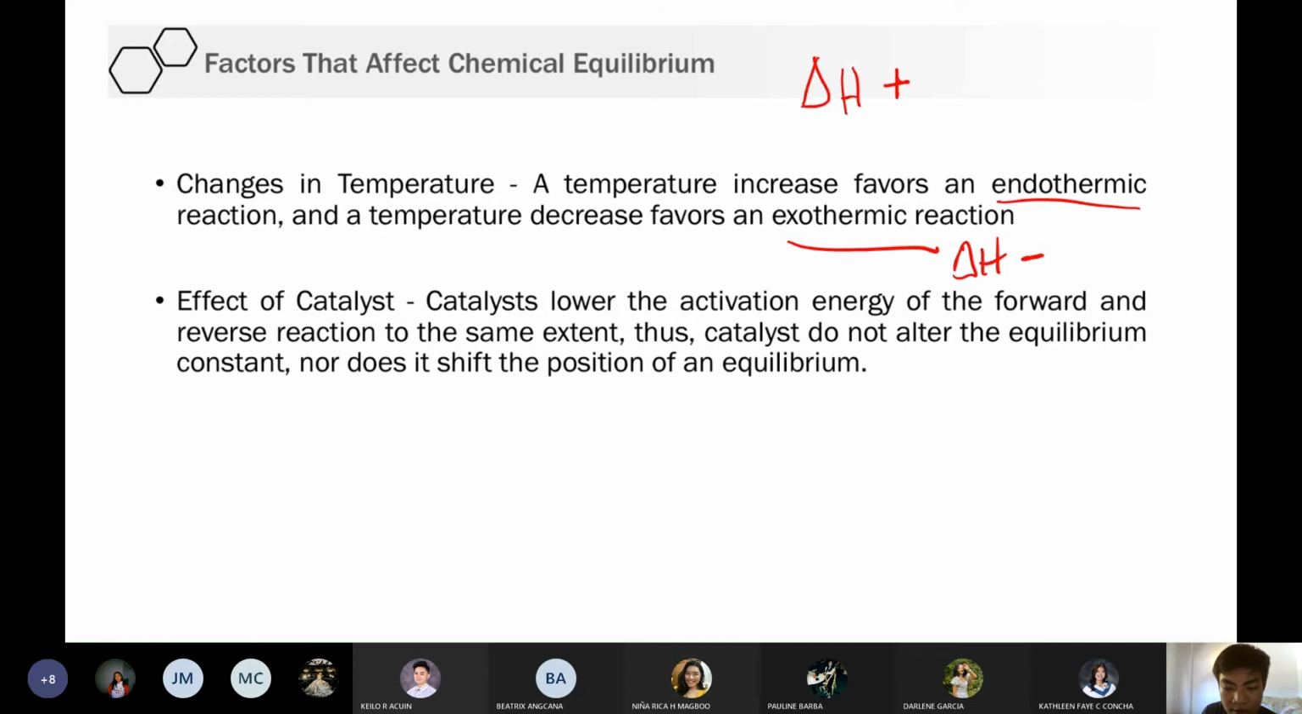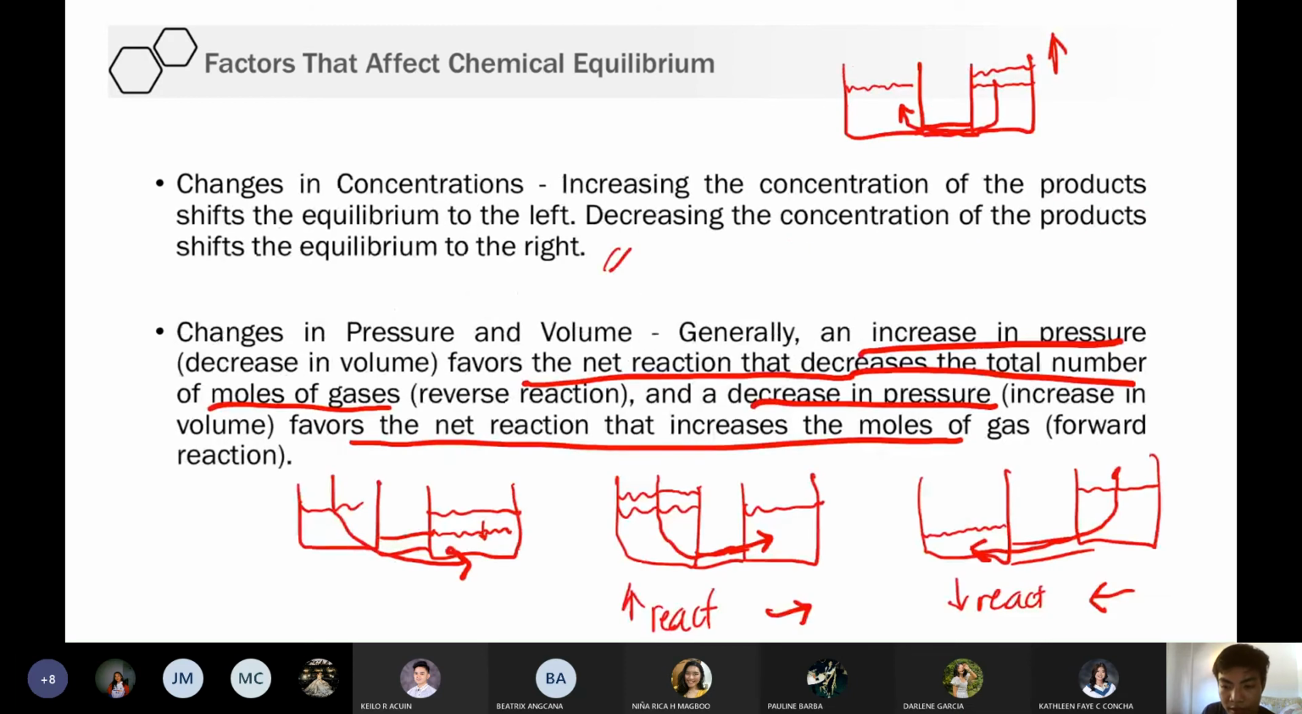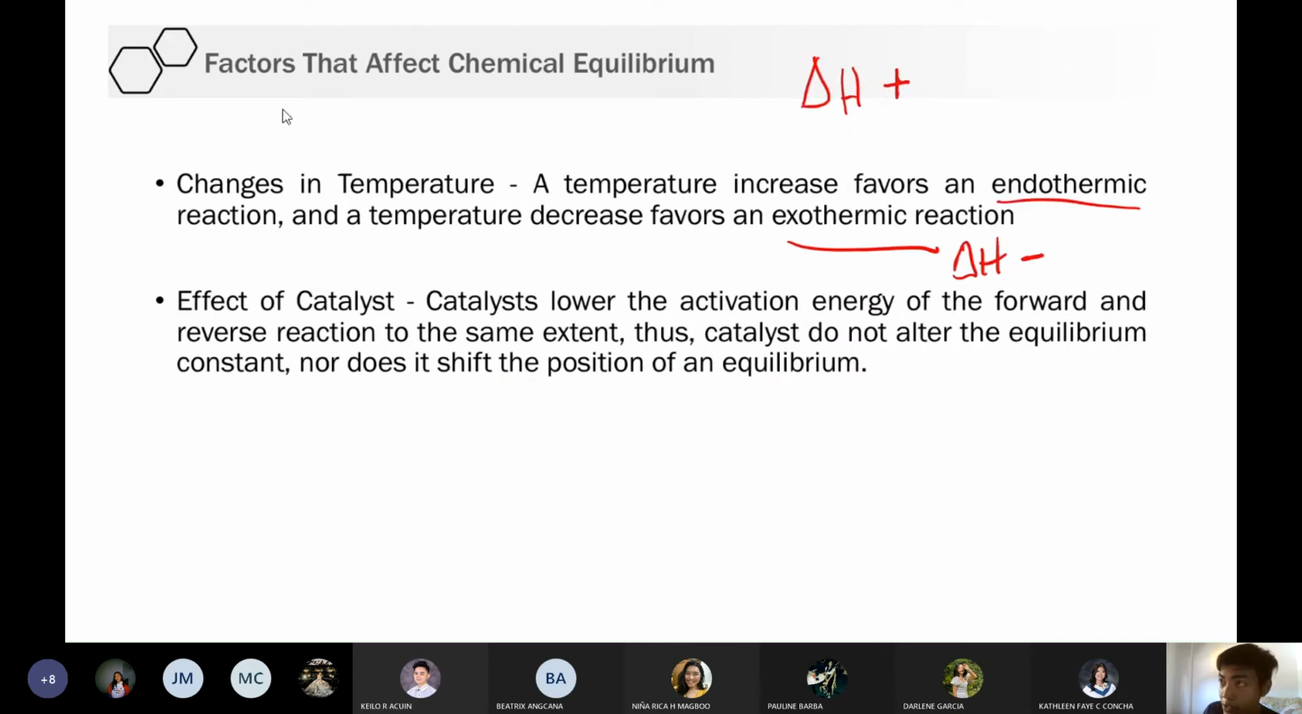Now we can use the changes in concentration analogy for this one. How? For endothermic reactions, imagine heat as a reactant. So again, for endothermic reaction, imagine heat as your reactant. Suppose you have A in equilibrium with B, and that is endothermic.